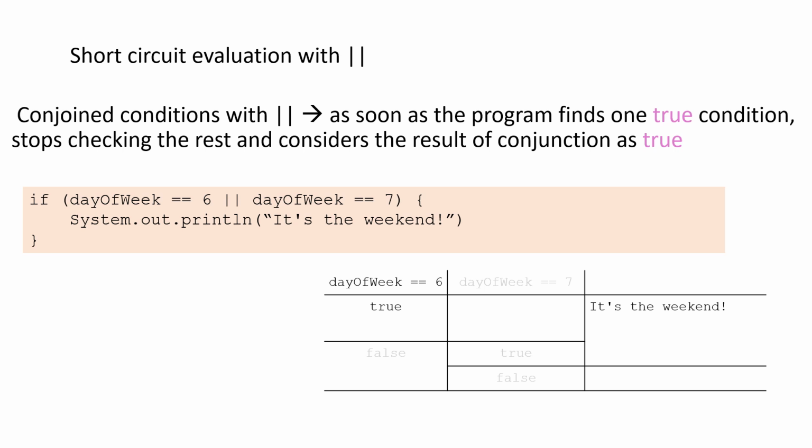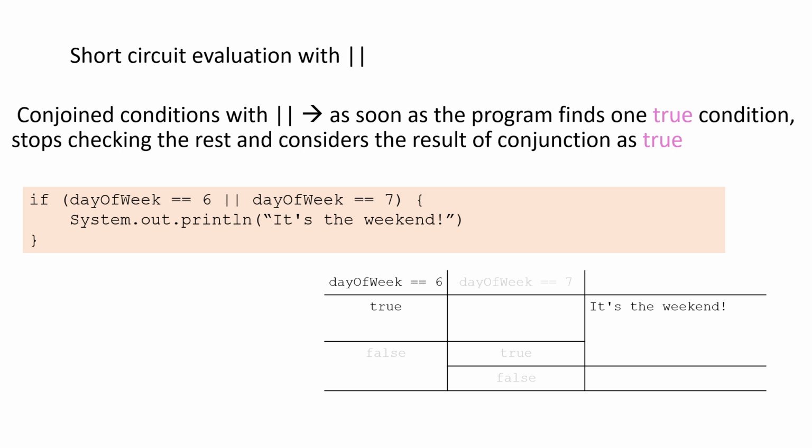Similar to the concept of short circuit evaluation with AND, we have short circuit evaluation with OR. However, there's a big difference between these two concepts, and the difference is that when conditions are conjoined together using OR operator, as soon as the program finds out one condition that is true, it stops checking the rest of the conditions and considers the result of the conjunction as true.